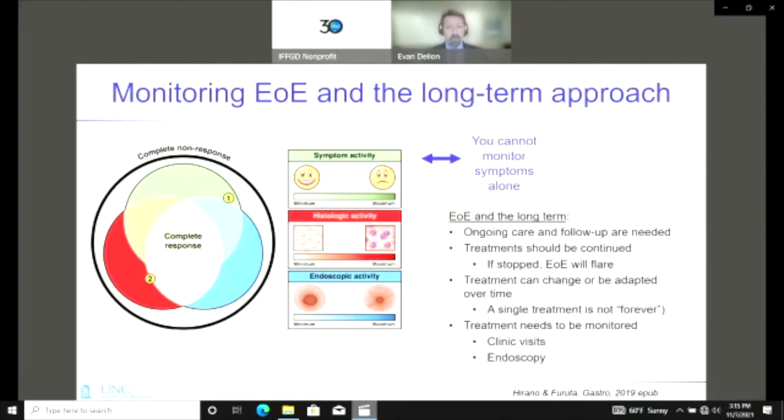Over the long term, ongoing care and follow-up are needed. The condition does not go away by itself. Treatments should usually be continued in most patients because we know if they're stopped, the EoE will flare. But treatments can change or be adapted over time. So a single treatment now is not a forever treatment for you. And then we monitor treatments with clinic visits and endoscopies.